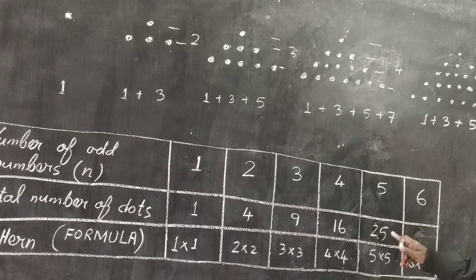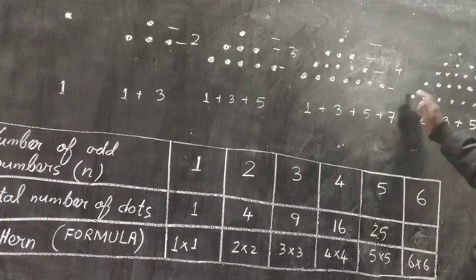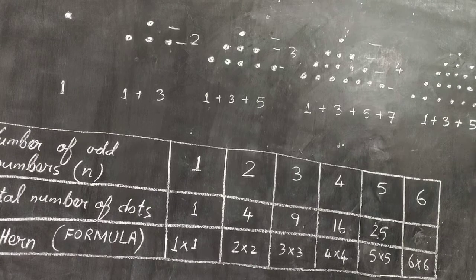Now in this next case, how many odd numbers are there? 1, 2, 3, 4, 5 odd numbers. So 5 multiplied again with 5, 25 dots will be there. Alright. Now in the next case, which is not drawn over here, we don't have to draw all of them. How many dots will be there? I think it's better that I draw and show you.